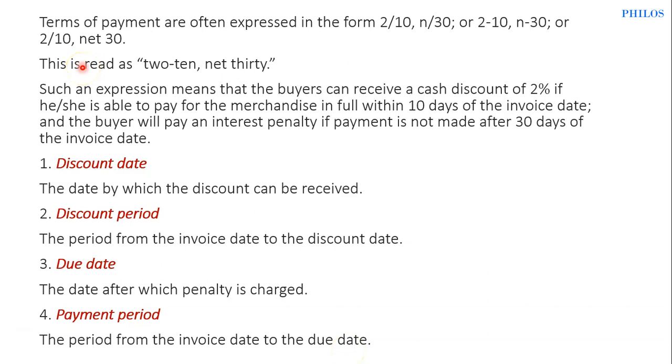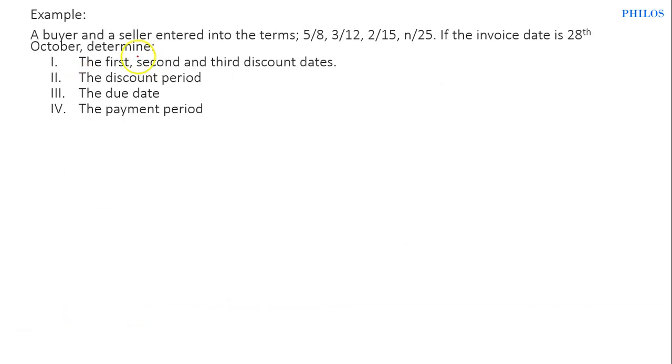So let's take an example so that you can understand this better. A buyer and a seller entered into the terms. So this is the term. If the invoice date is 28th October, determine: Roman number 1, the first, second, and third discount dates. Roman number 2, the discount period. Roman number 3, the due date. Roman number 4, the payment period. So to solve this, Roman number 1 says we should find the first, second, and third discount dates.